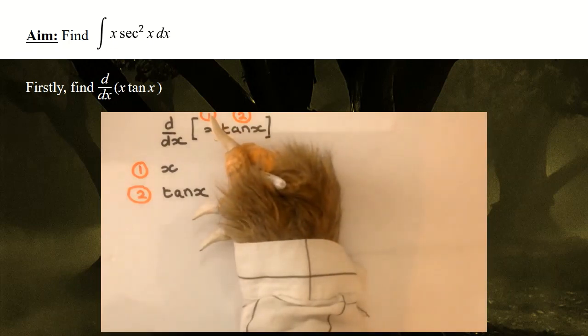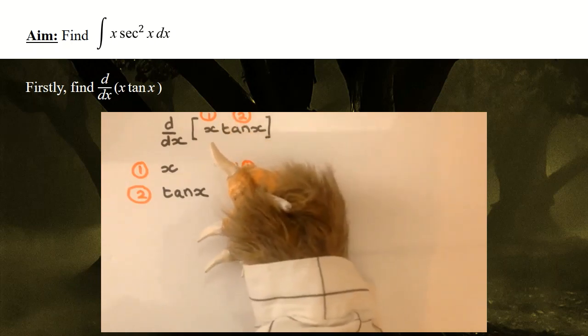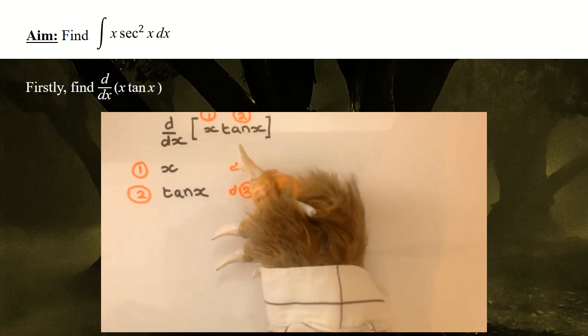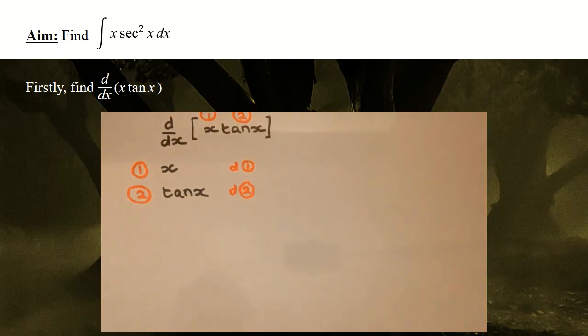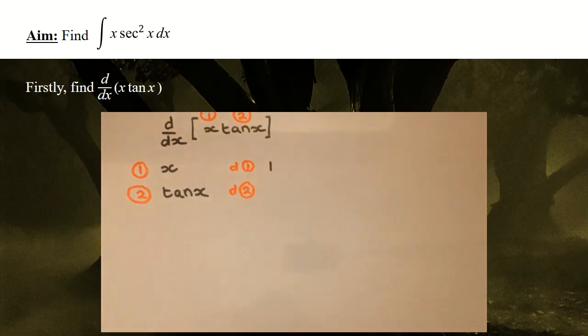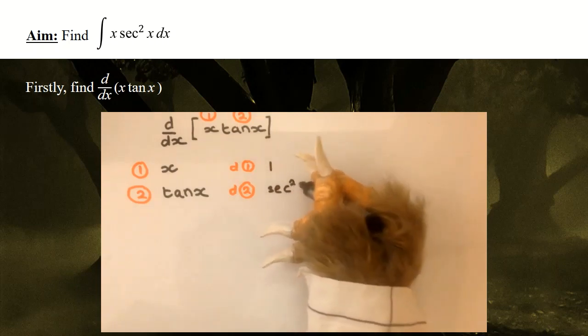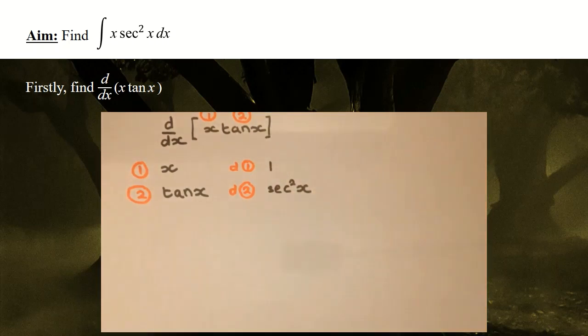Alright, so now we just have to write down what the derivatives of these two functions are. So we'll call this d1 and d2. Nothing too onerous here. These are both standard derivatives. So x, as you know, will just differentiate to 1, and tan x, as we saw earlier, I think in the differentiation chapter, differentiates to sec squared x.